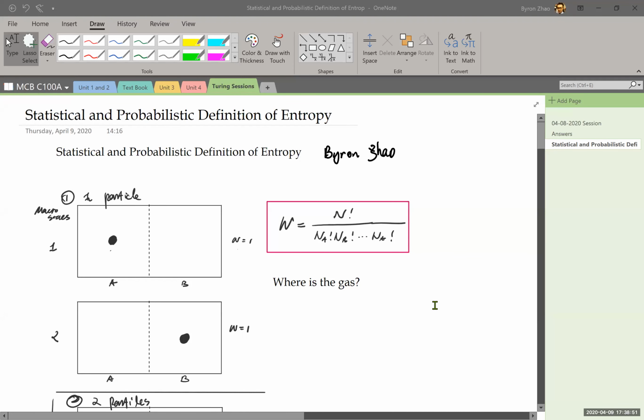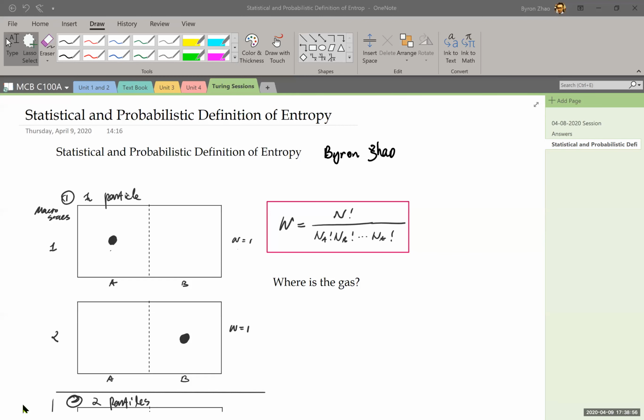Okay, hi everybody, my name is Byron. Before we go into question number 3, I'm going to give you guys a review on the statistical and probabilistic definition of entropy.